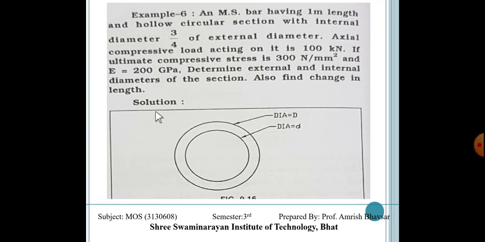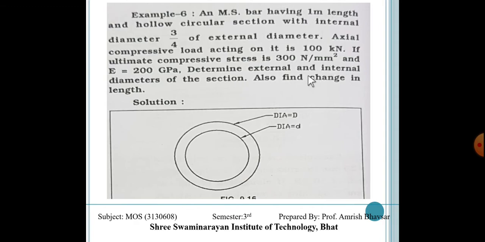Here we have two tasks. First we have to find out the external diameter as well as the internal diameter. The other thing is the change in length, delta L, which we also have to find over here. So what dimensions and data we have: P is equal to 100 kilonewton.